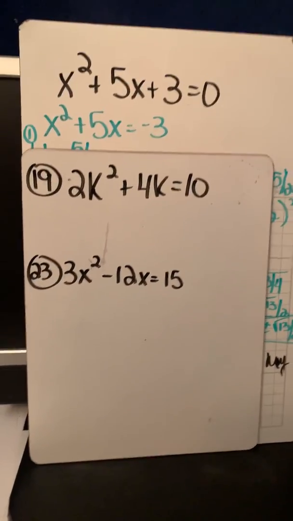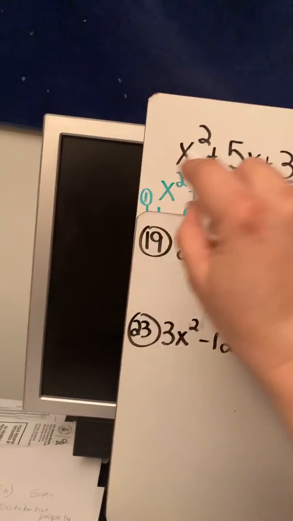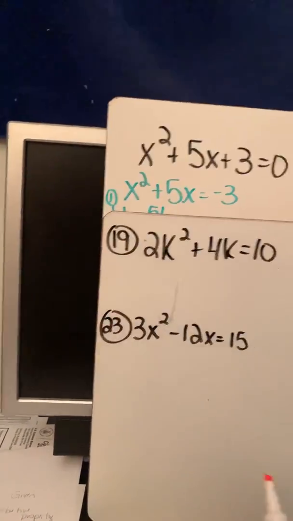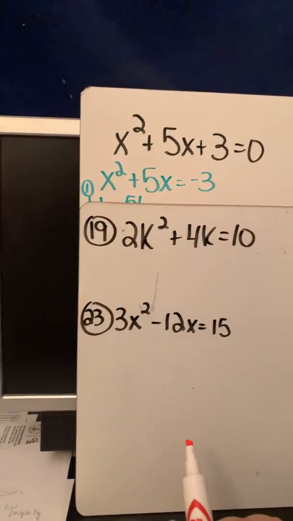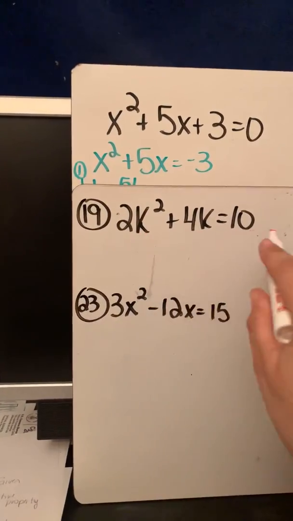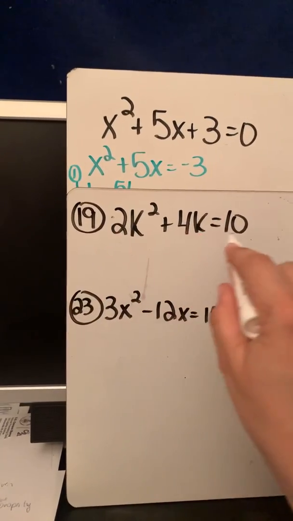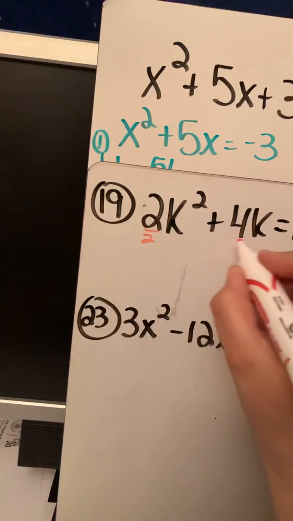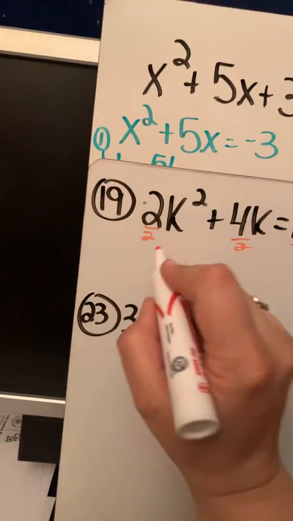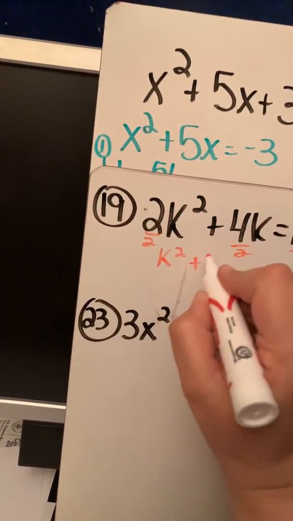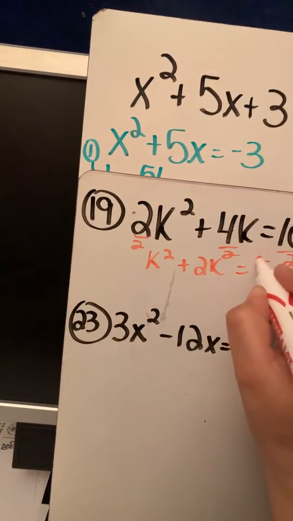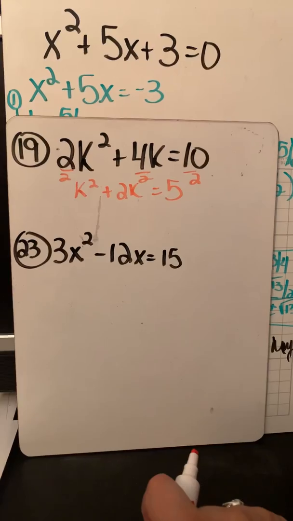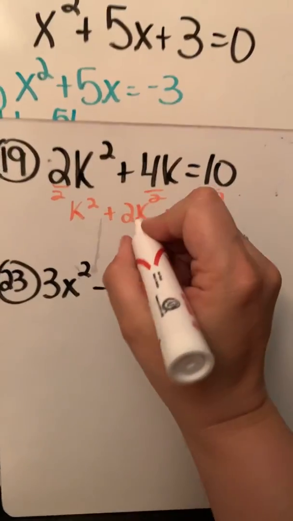So one thing about completing the square: if you notice, back on that formula, that x squared was by itself. There was no coefficient in front of that x squared. So we have to get rid of that coefficient. We need to divide everything by 2. That's going to be your first step. So let's divide everything by 2. Now I've got k² + 2k = 5. Find your b over 2.